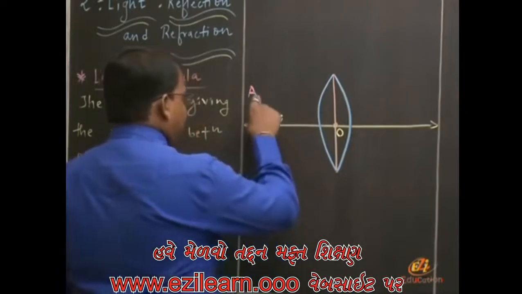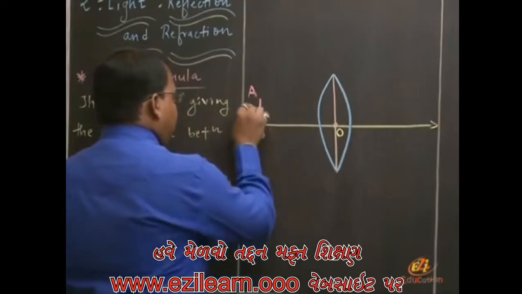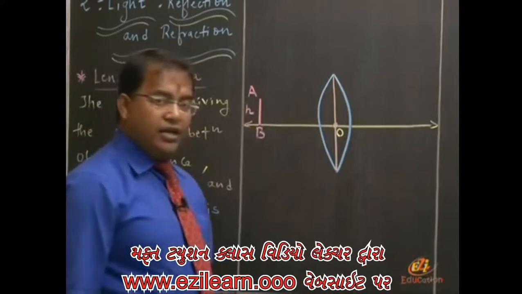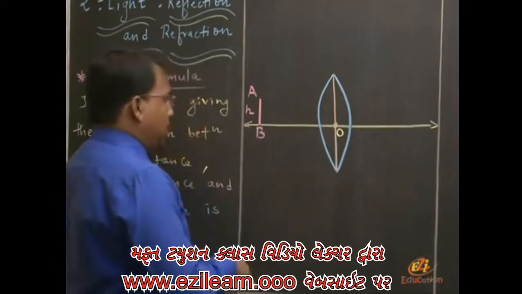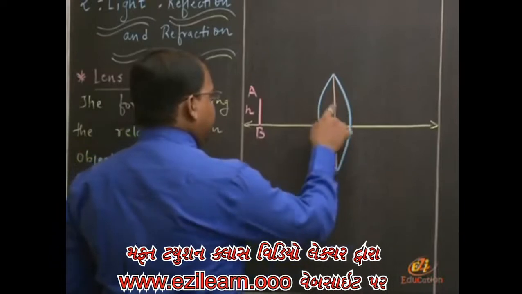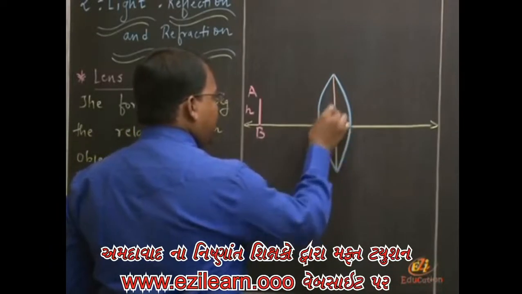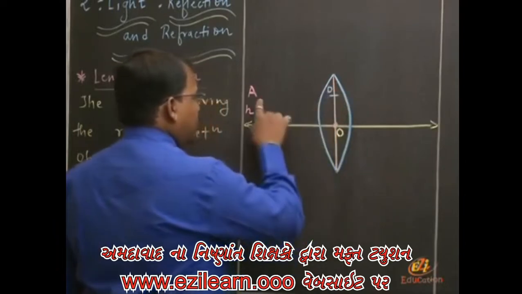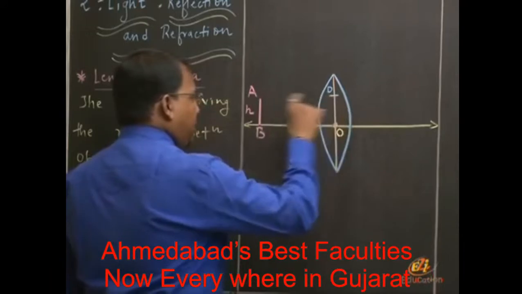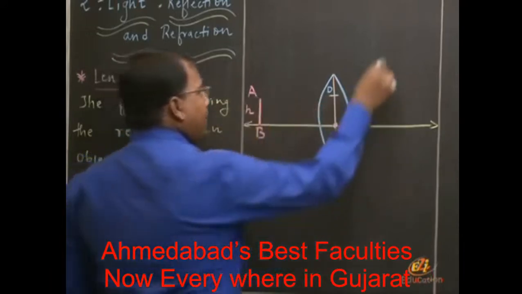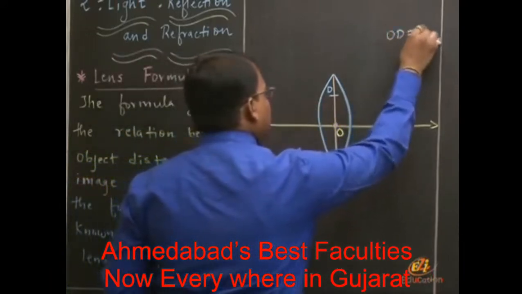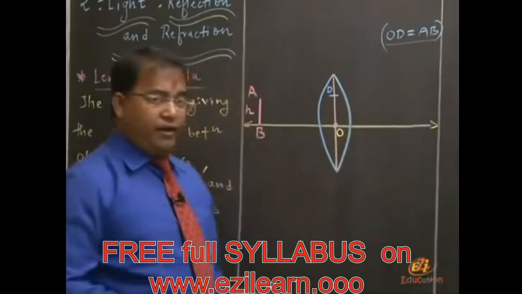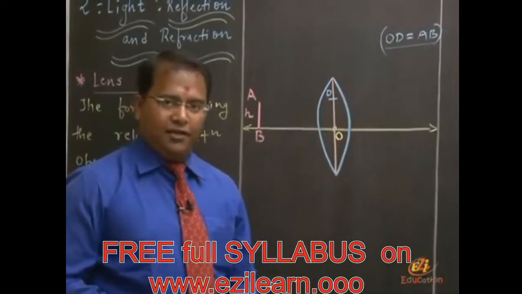Now, let the height of AB be h. And equivalent to AB, let us take one more point D. So OD is equal to AB. Just mark it down, just keep it in records, it will be useful in the later part of the theory.